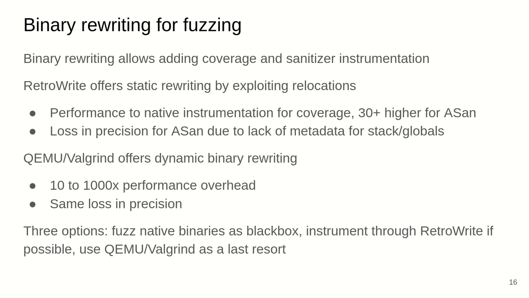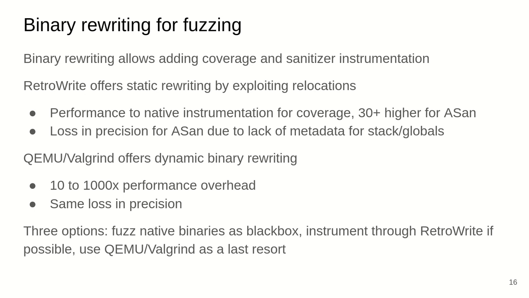The alternative, dynamic binary rewriting, is implemented through QEMU or Valgrind, which offer dynamic binary rewriting and are implemented on top of AFL. But they come with a 10 to 1000x performance overhead. And they've got the same loss in precision for any kind of address sanitization, right? But the key advantage is that dynamic binary rewriting works for any binary, whereas RetroWrite requires the binary to be a PIC binary, a position independent code binary. So that's the trade-off. But it comes at a much higher performance cost.